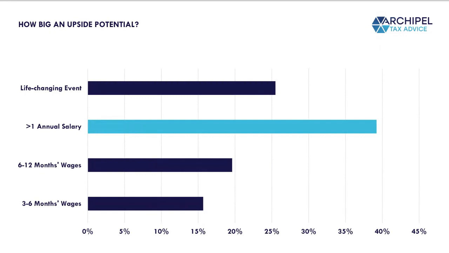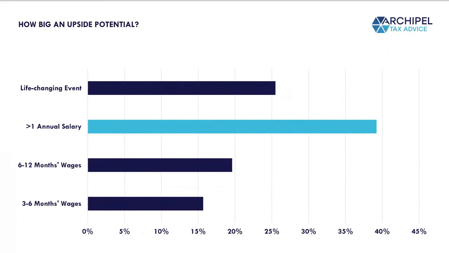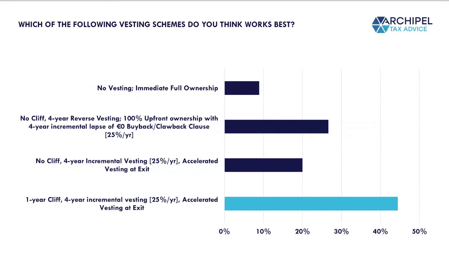So the next item was a life-changing event. I think in many ways getting two annual salaries in one year is a life-changing event, but I think you know what the background of the question is. Next one: which of the following vesting schemes do you think work best?